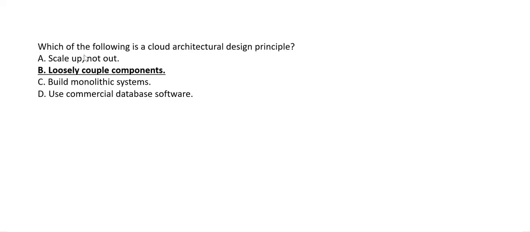Which of the following is a cloud architectural design principle? In this, loosely coupled components, because if different components are tightly coupled, if one fails, everything will fail. So we should not have that scenario. We should not have a single point of failure. That's why loosely coupled components is the right answer. Monolithic system is just one large big system, one large big database for all functionalities, instead of having different schemas or different databases for different departments. So hence B is the answer.